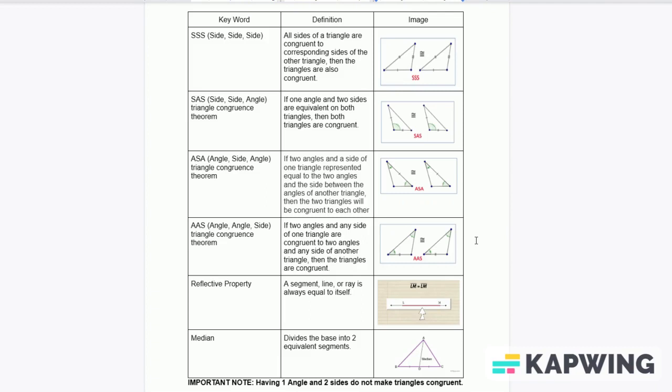Here are the final set of key terms for this lesson, and please remember the important note: having one angle and two sides do not make triangles congruent.